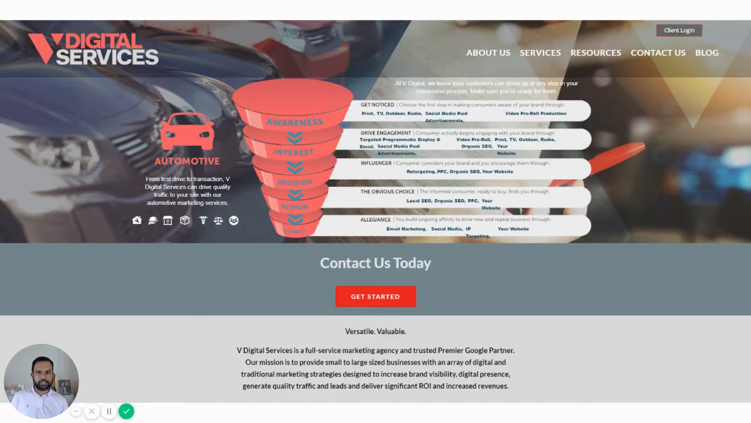So here is another company that targets specifically the automotive industry, whether it's car dealerships or auto mechanic shops. It doesn't matter. They specifically have designs and messaging that says, hey, look, we help the automotive industry, contact us today. So what I'm going to now show you is a couple of websites.